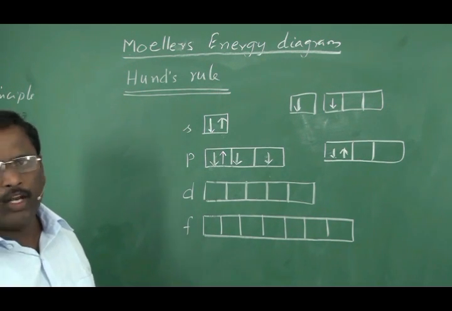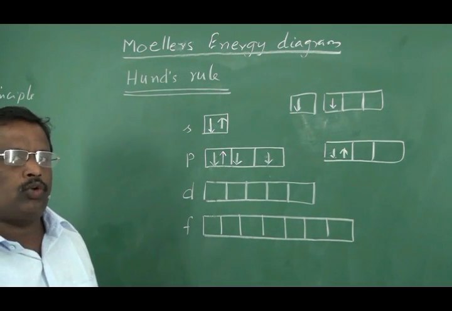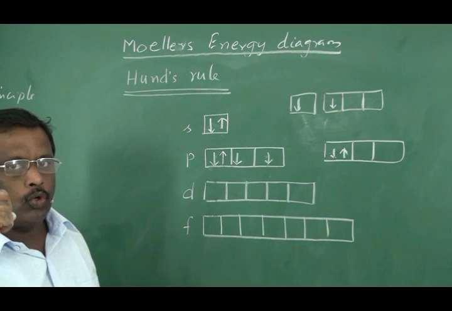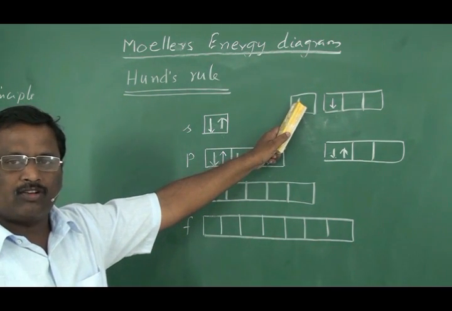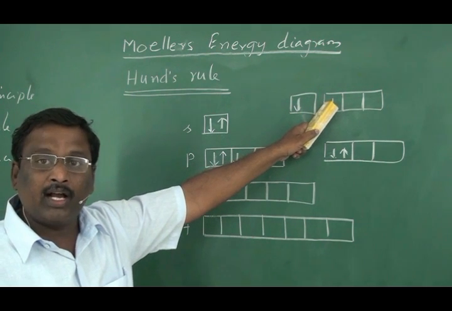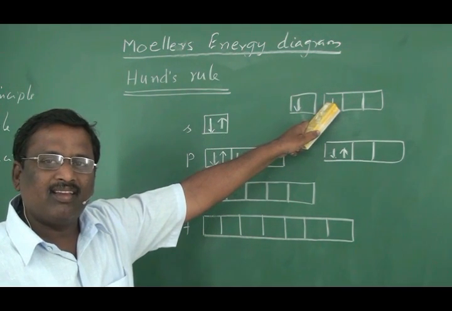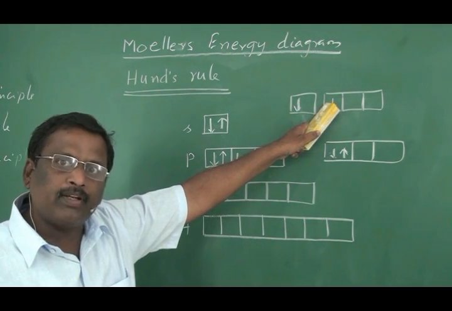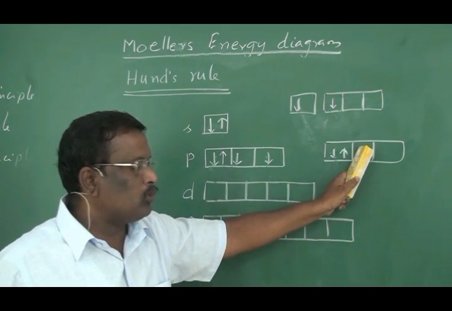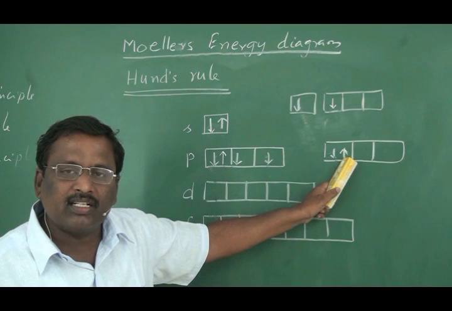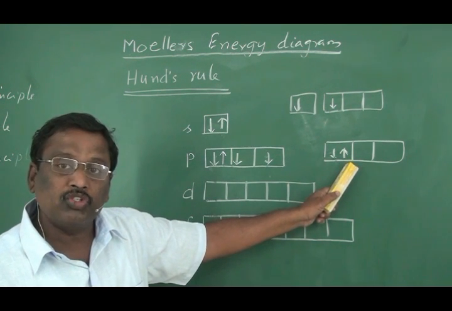The violation may be of any rule, but you should be in a position to identify which rule was violated. Here, before filling this s orbital, the electron is entering into the next p orbital. This is against the Aufbau principle. Here, before filling these 2 orbitals, the pairing takes place here. So this is against Hund's rule.